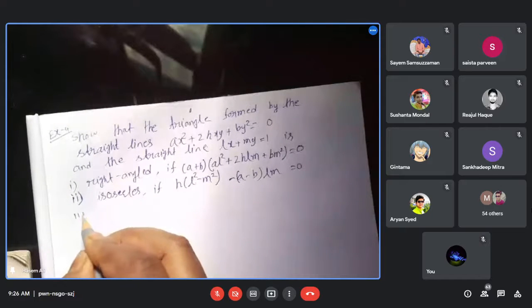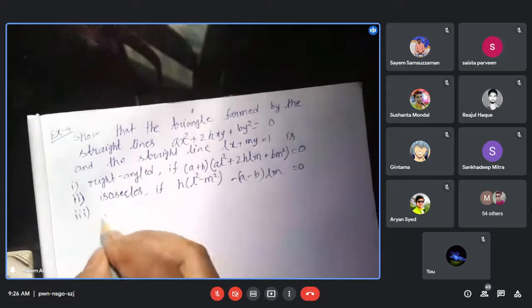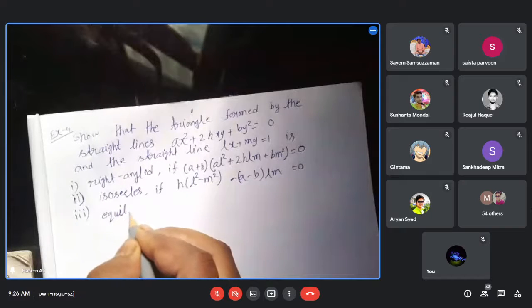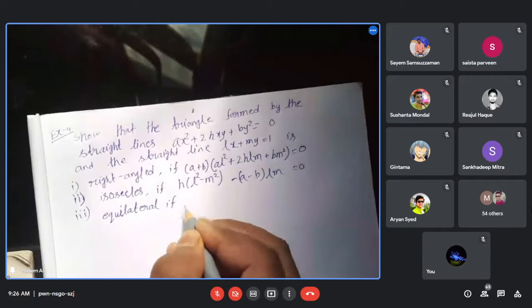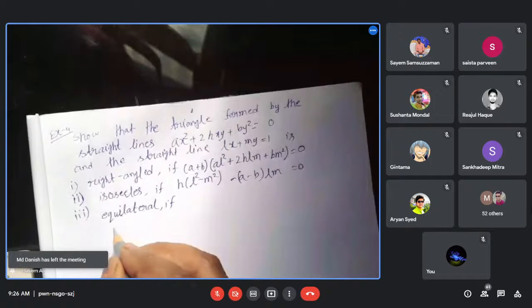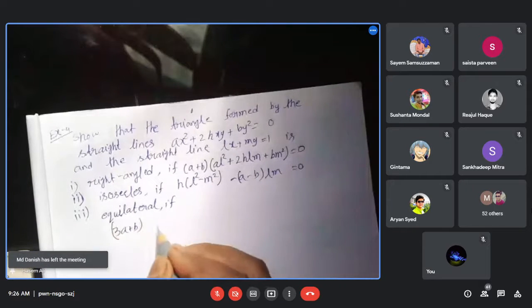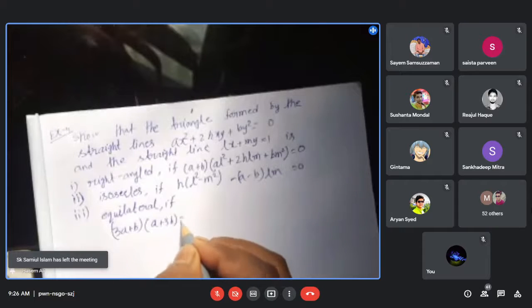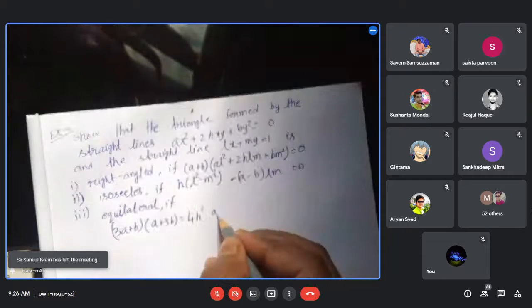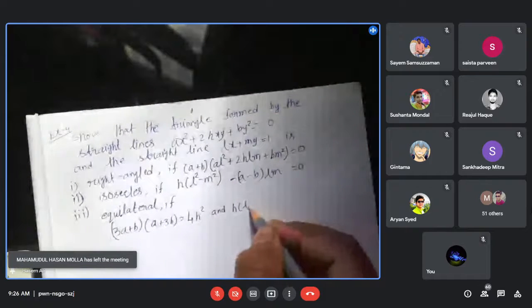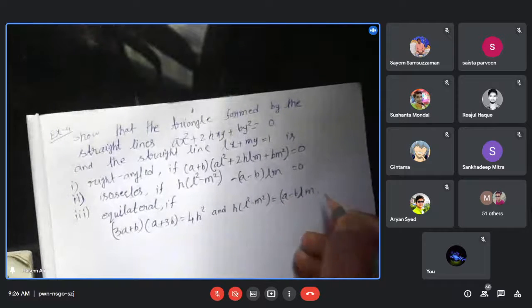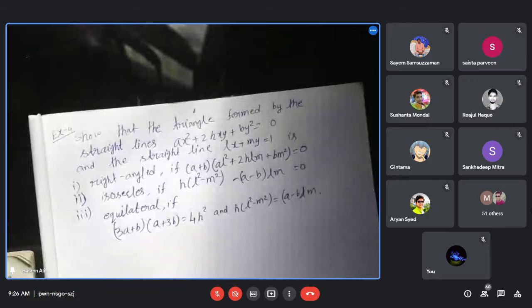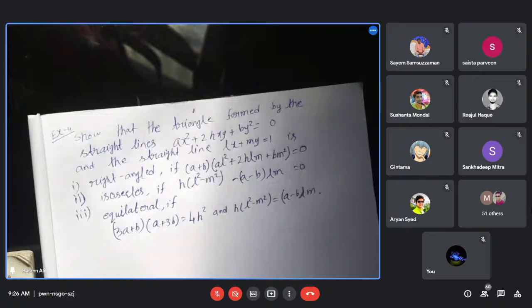And third condition, third case, equilateral, if (3a plus b) into (a plus 3b) equals to 4h square, with h into (l square minus m square) equals to (a minus b) into lm. Question is clear?